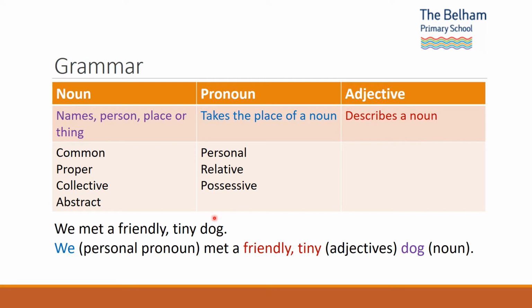In the example down here, the sentence says, we met a friendly tiny dog. So in this sentence, we is the personal pronoun. It's representing who we're talking about in the sentence. We met a friendly tiny dog. So friendly and tiny are both adjectives. They're describing the noun, and the noun is dog. It's the thing in the sentence.